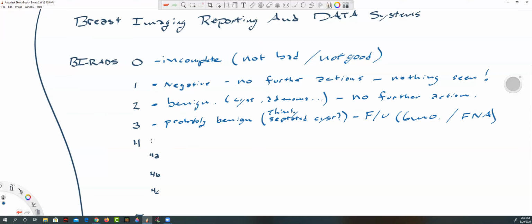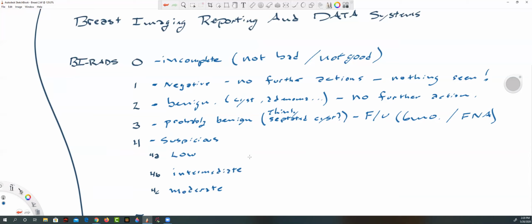Then we get into the ones you don't want. Suspicious. 4A, low suspicion. 4B, intermediate suspicion. And 4C, moderate.